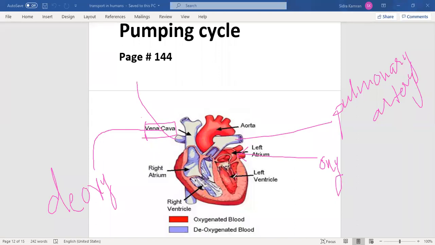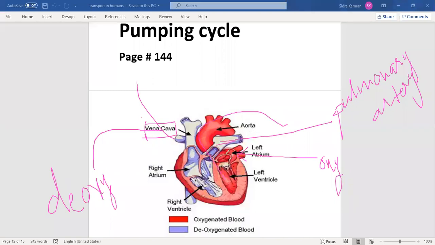The oxygenated blood is moved or transported to the whole body through the aorta. This is the aorta, having different arteries. These arteries take blood to the upper side of the body, to the lower side of the body, towards the limbs, towards the arms. So the aorta transports the oxygenated blood. And as we know, the deoxygenated blood moves towards the lungs through these pulmonary arteries. So in this way, the blood is pumped through the heart.